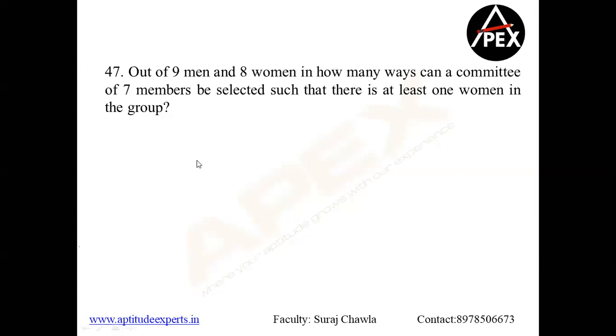Now, whenever I have a committee, clear? If I have 7 members, let's talk about how many men and how many women we have. I can have 0 women and 7 men. I can have 1 woman and 6 men. Similarly, I can have 2, 5. I can have 3, 4. I can have 4, 3. I can have 5, 2. I can have 6, 1. And I can have 7, 0. These are my total number of cases.